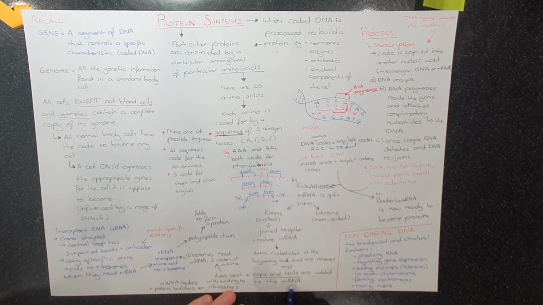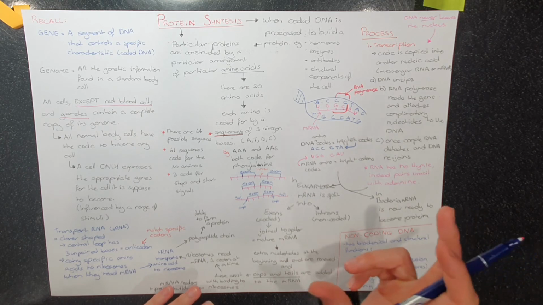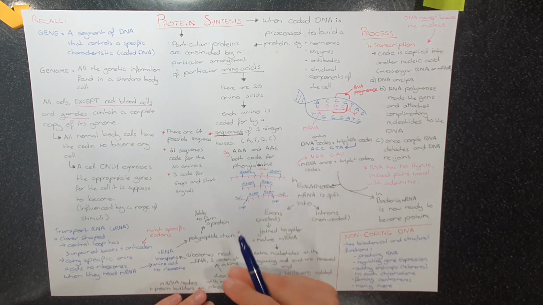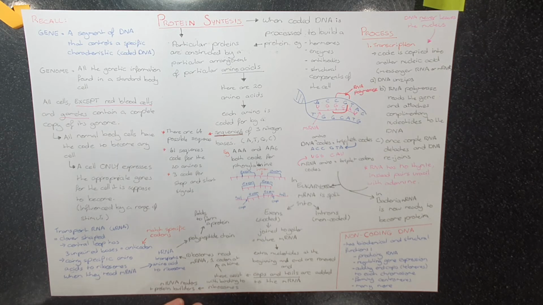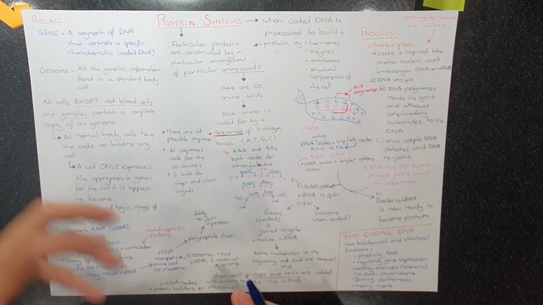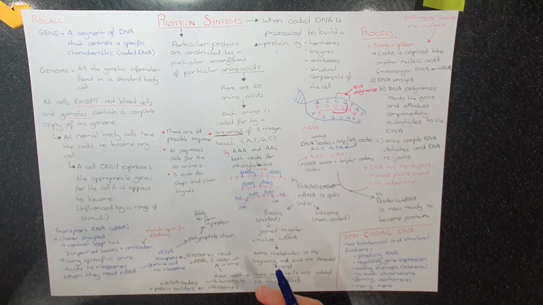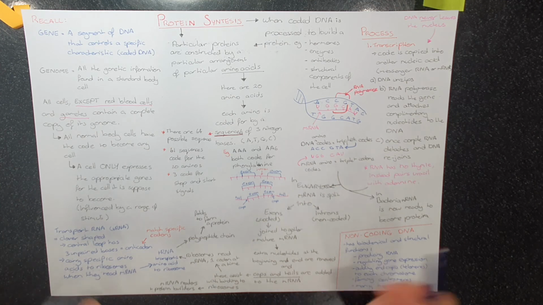After the caps and tails have been added, the mRNA strand is now able to leave the nucleus, where it will connect with the ribosome. And a quick recap, the ribosomes are the protein builders. They are the readers of the instructions, basically the foreman or manager that organizes the aminos to be transported to the factory to build the proteins.